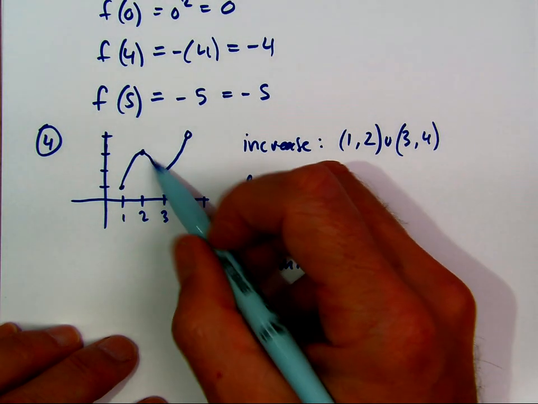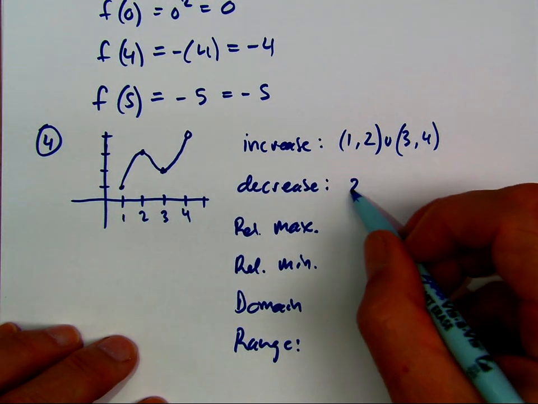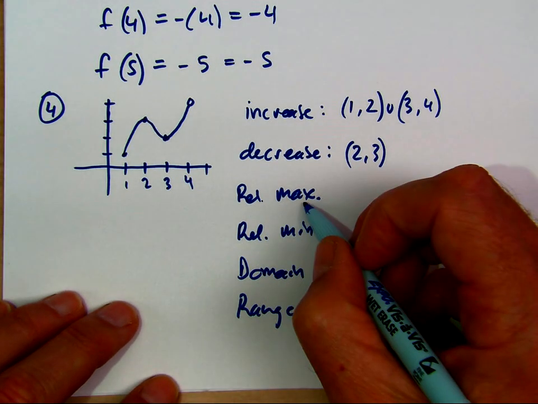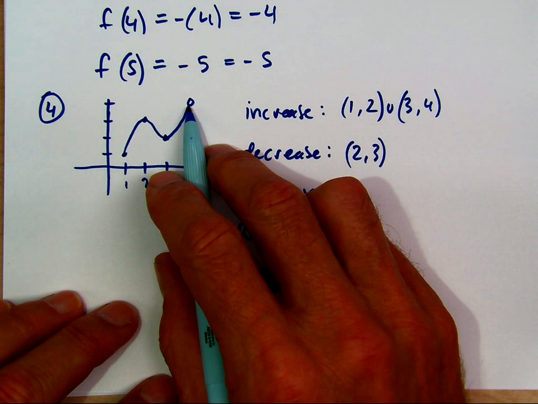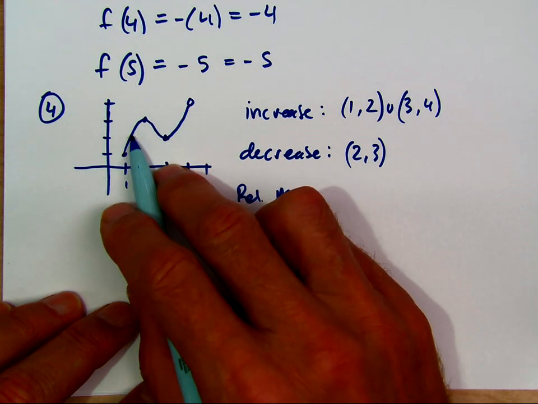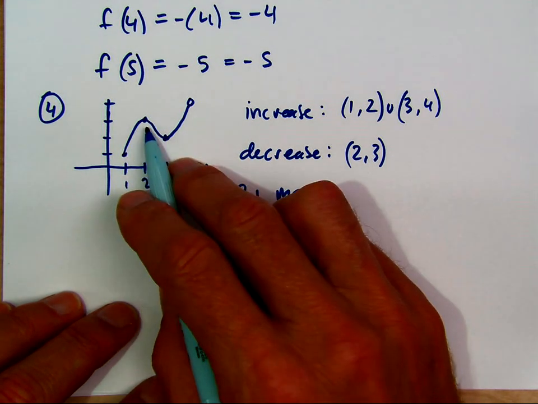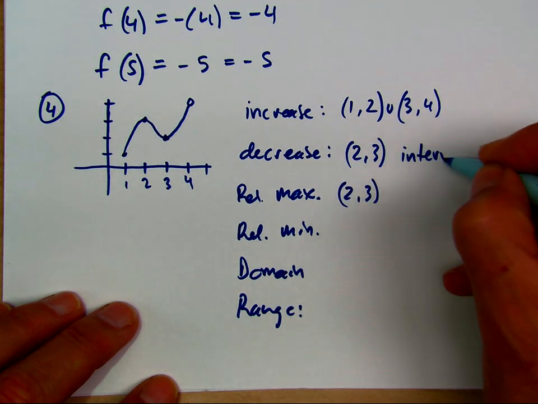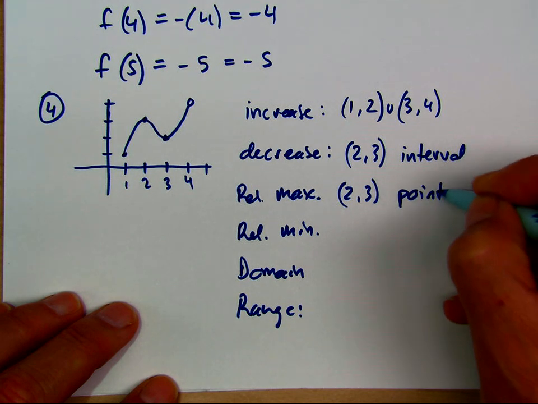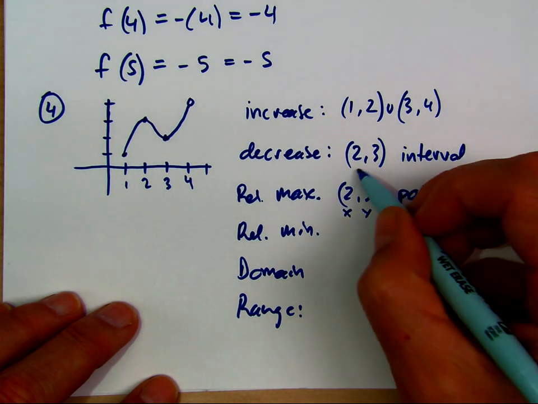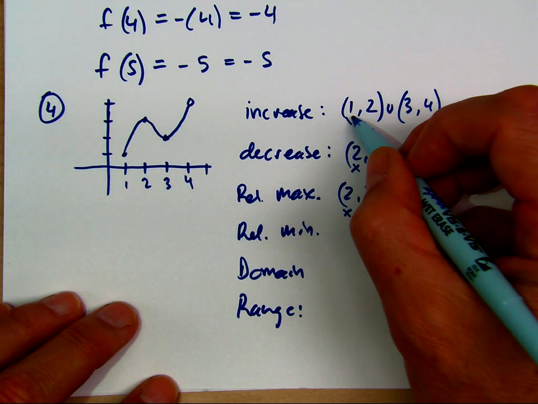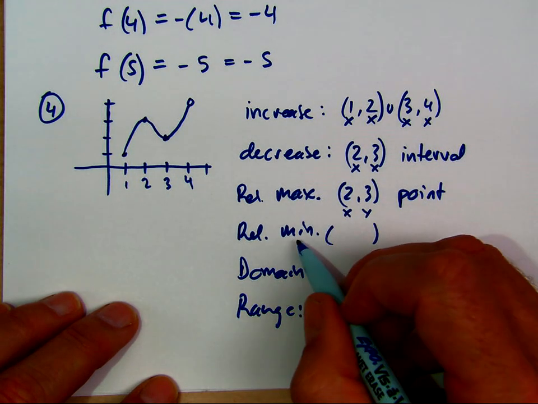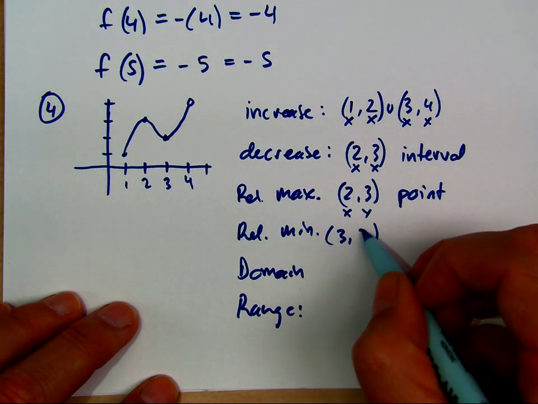It's decreasing from 2 to 3. The relative maximum is here. We're not going to call that a maximum. It's not a relative maximum. Relative maximum has this shape. It's at 2, 3. So remember, that's an interval, and that's a point. This has an x and a y, and this has an x and an x. These are all x values. A point has an x and a y. The relative minimum is at 3, 2. That's a point.